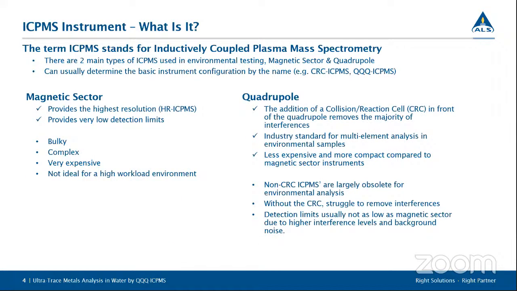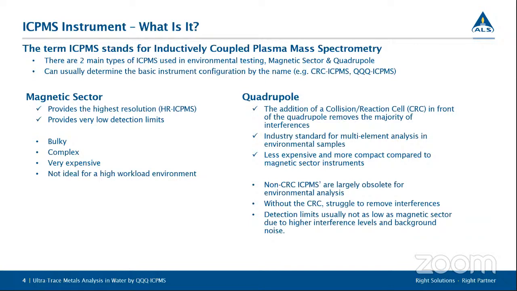Okay, so first we'll just go over a brief introduction about ICPMS instruments in general. For some of you who may know the term ICPMS but don't know what it actually stands for, the term ICPMS is an acronym for inductively coupled plasma mass spectrometry, and is used to describe a family of instruments that use a plasma, typically an argon plasma, as an ion source and a mass spectrometer as the analyzer. In environmental testing, there are two main types of ICPMS, and those are magnetic sector and quadrupole MSs.